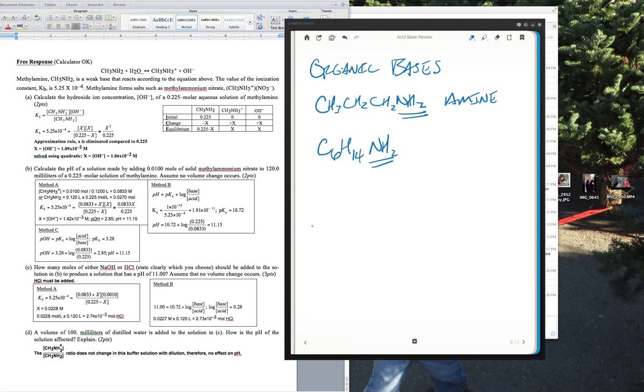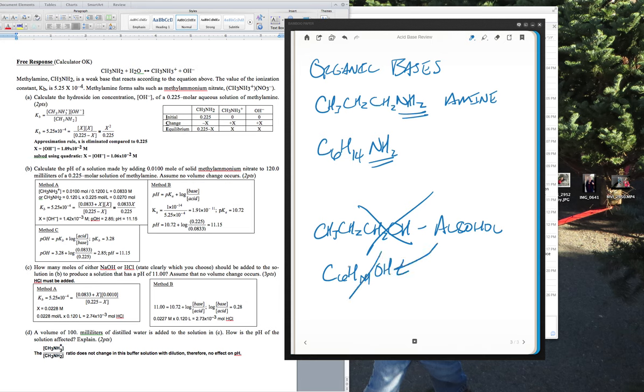If you get something like CH3, CH2, CH2, OH, this is an alcohol, and so this is definitely not a base. It's not going to dissociate in water. It's not going to produce OH minus. You're not going to get a pH change. It's an alcohol. C6H14OH, again, it's an alcohol. Do not consider it.